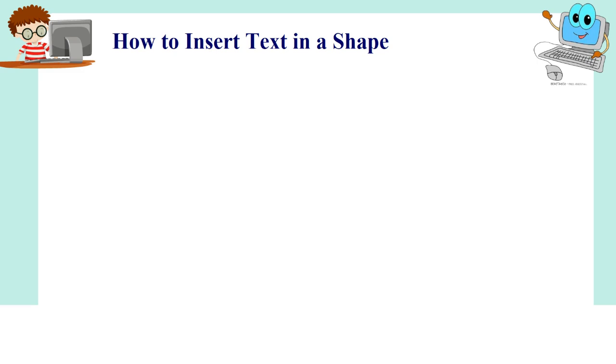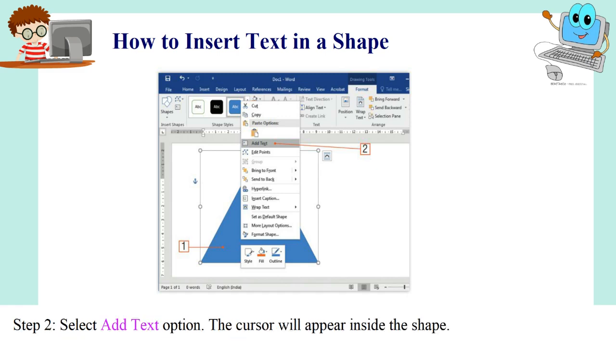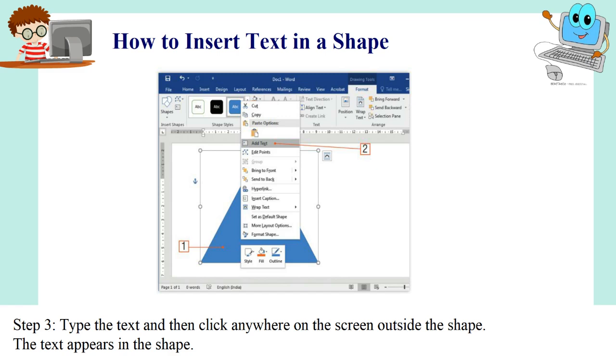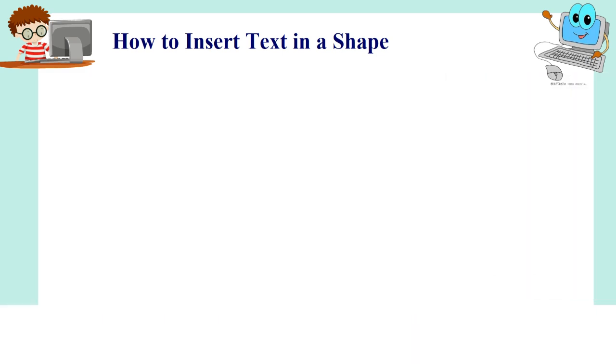How to insert text in a shape. To insert text in the shape, follow the given steps. Step 1. Right-click inside the shape. A submenu appears. Step 2. Select Add Text option. The cursor will appear inside the shape. Step 3. Type the text and then click anywhere on the screen outside the shape. The text appears in the shape.